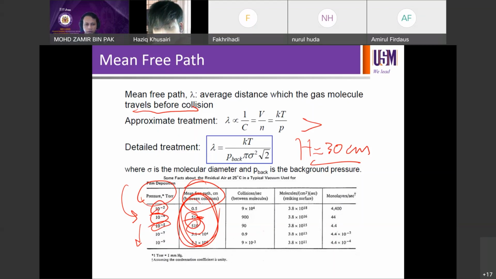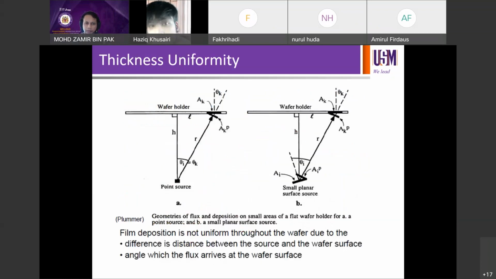Okay. So say at 10 minus 5, the collision experienced by the gas molecule is like 90 collisions per second. If 10 minus 2, like 90,000 collisions per second. That will remove the evaporant from the path. So it will stray, it will be scattered and gone, and won't reach the substrate. Then you can see all other important parameters as well.